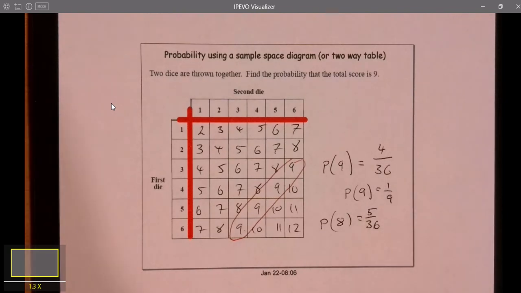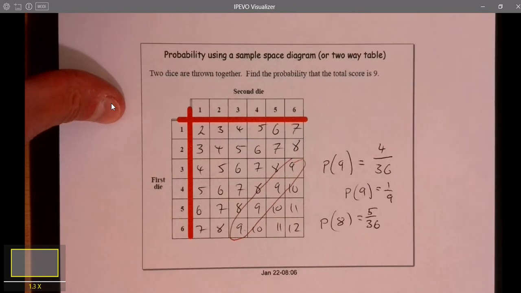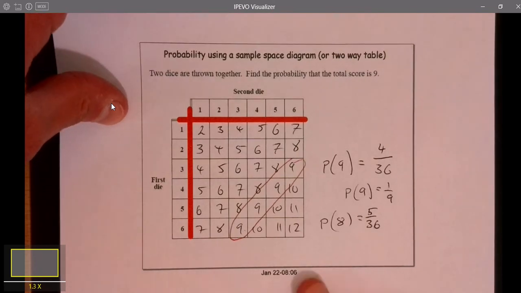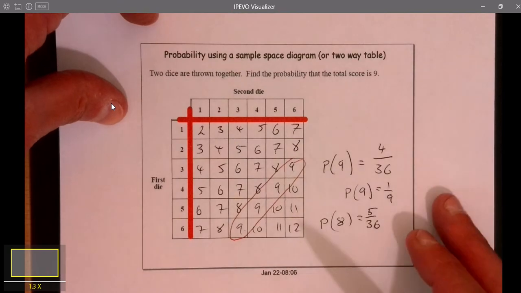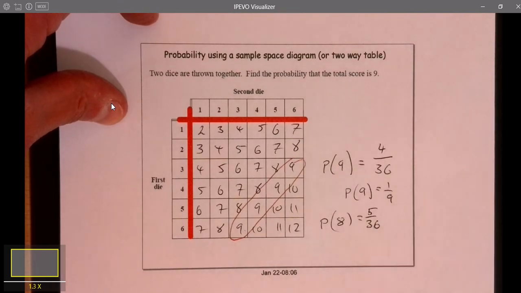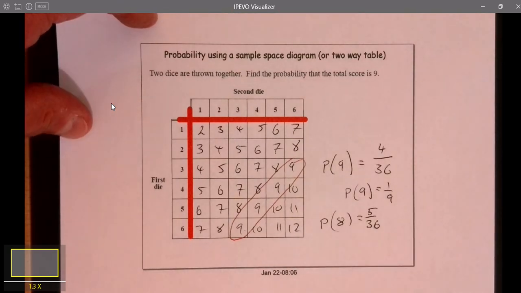Okay, so we might change the rules a little bit. Remember, what I want you to be doing is working these through at the same time. These are all in your PDF. And like I said, you might need to pause as you go through.